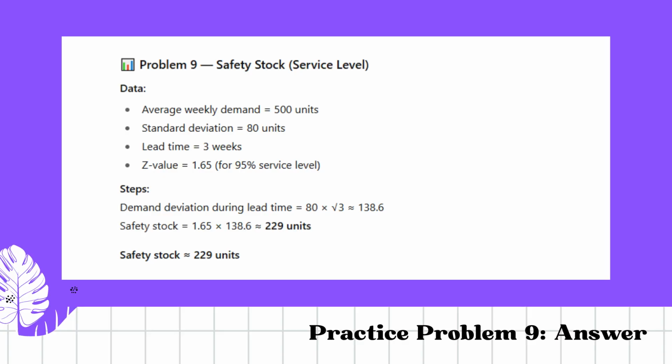Explanation. Problem 9. Safety stock protects against unexpected spikes in demand during the supplier's lead time. We start by finding how much demand varies over the entire lead time. Since weekly demand fluctuates by 80 units, over 3 weeks the variation grows to roughly 139 units. At a 95% service level, we multiply that variation by 1.65. That gives about 230 units of safety stock. Keeping this amount ensures a high service level while avoiding excessive inventory.